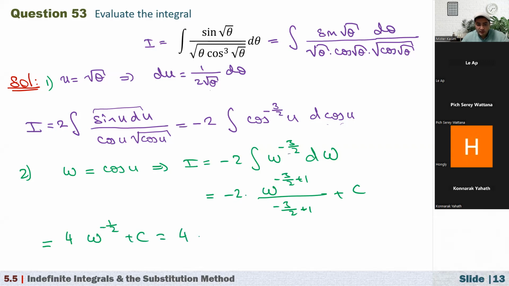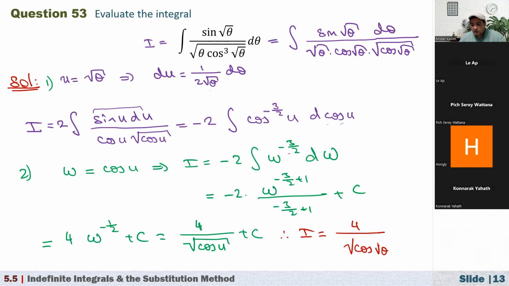Or that's equal to 4. What is w? Cosine of u. It must be in the denominator, so that is 4 over square root of w, that is square root of cosine of u, and plus c. And what is u? U is square root of theta, right? So we can just write the final answer then. The given integral is equal to 4 over square root of cosine of square root of theta, and plus c.